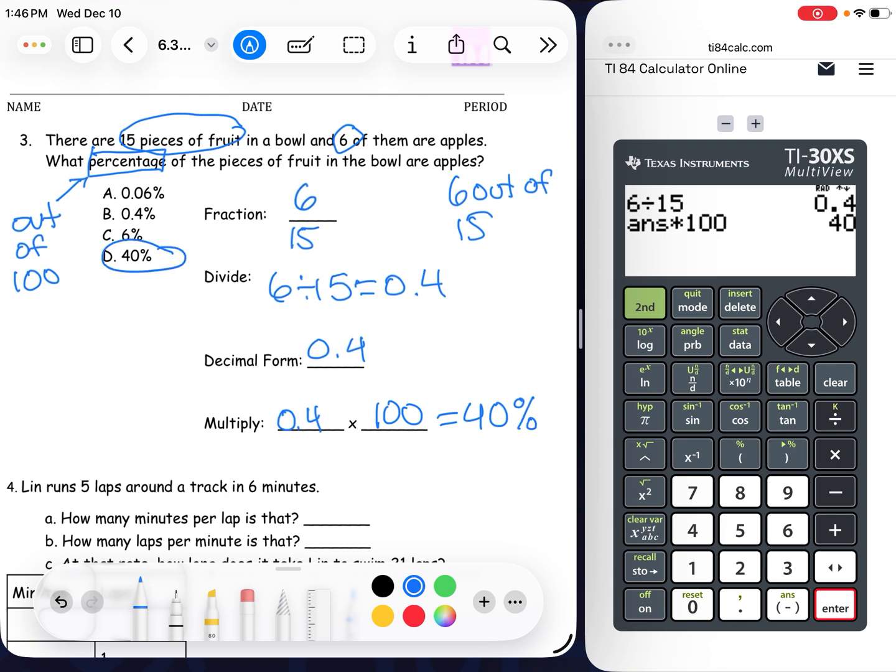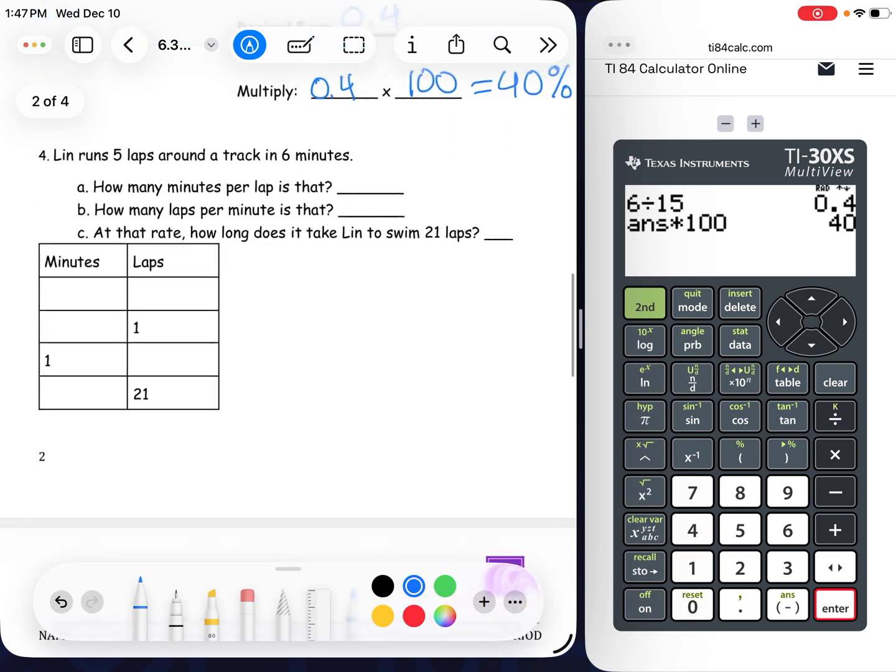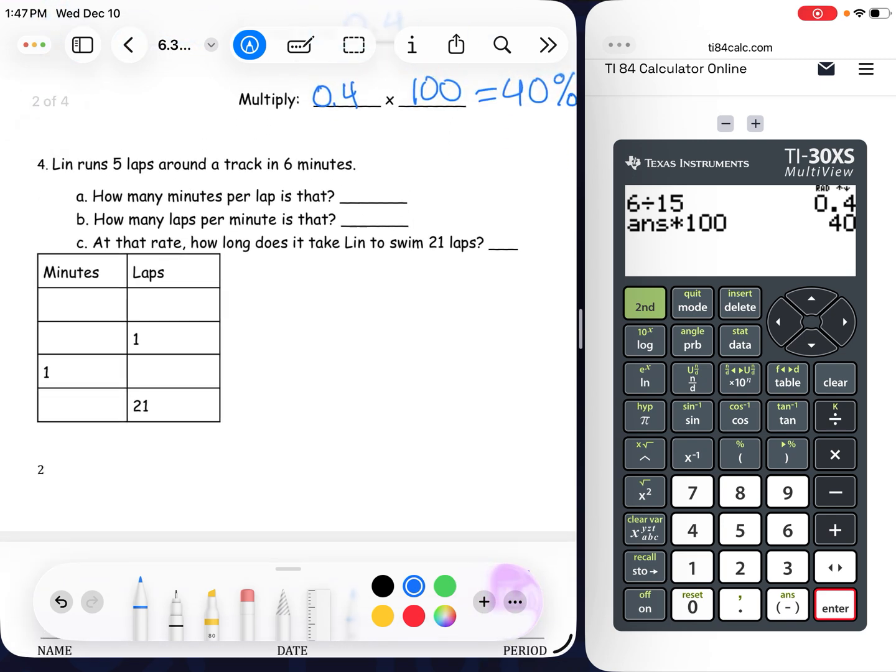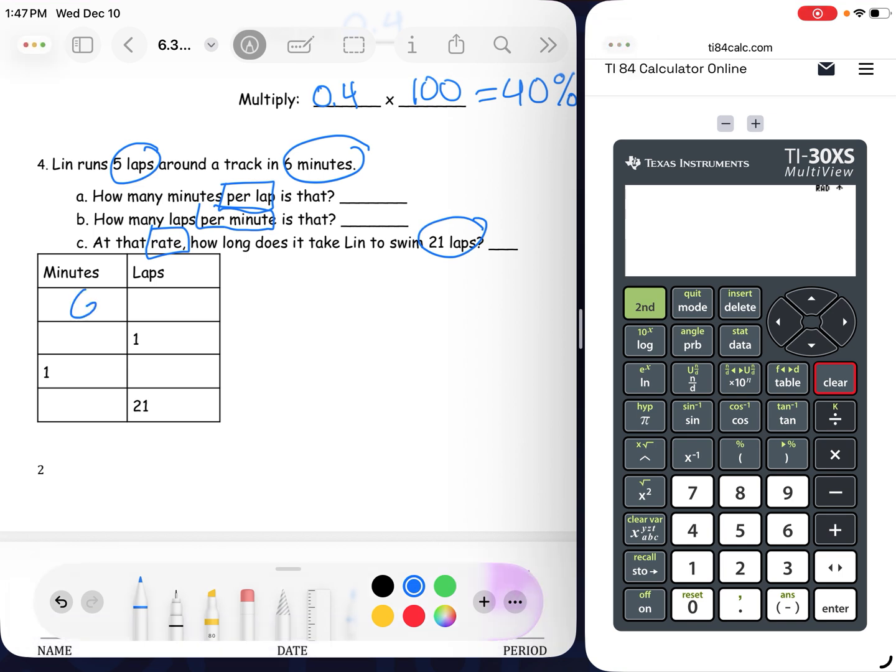40%. All right. Lynn runs 5 laps around the track in 6 minutes. How many minutes per lap is that? How many laps per minute is that? And at this rate, how long does it take to swim 21 laps? All right. So first things first, how am I going to set up this problem? What number goes under minutes? 6. And under laps? 5.